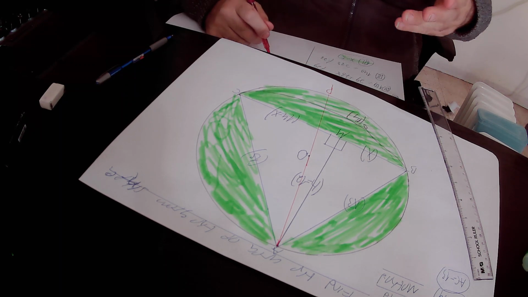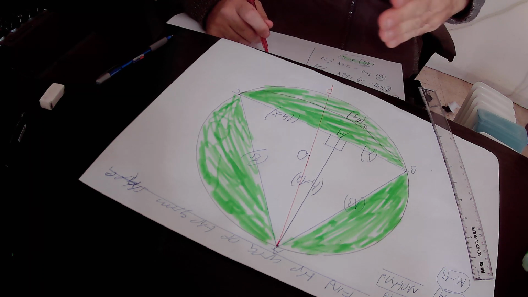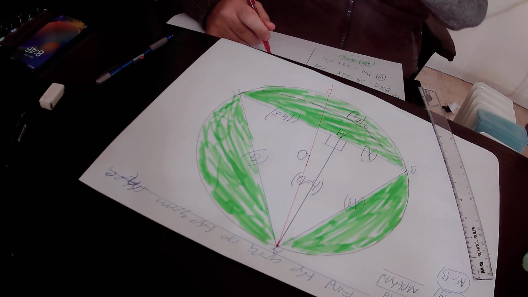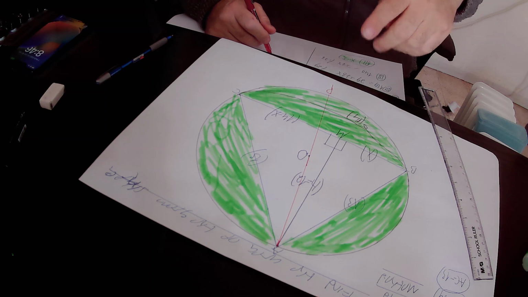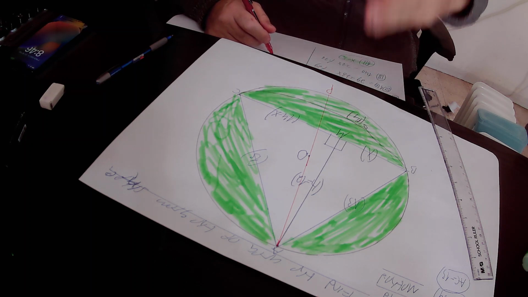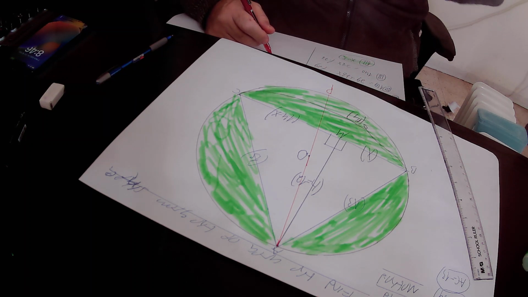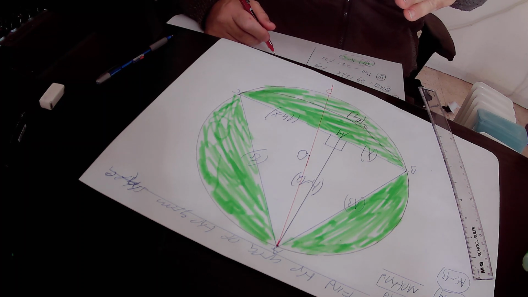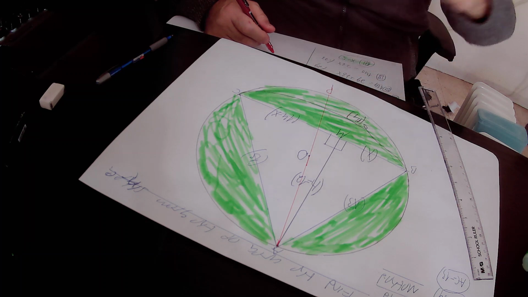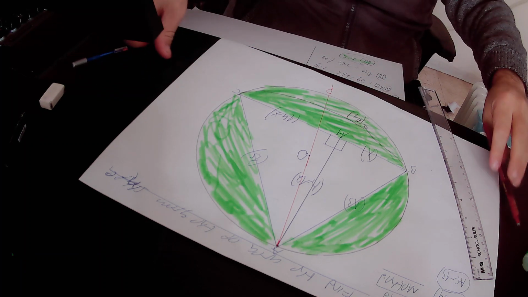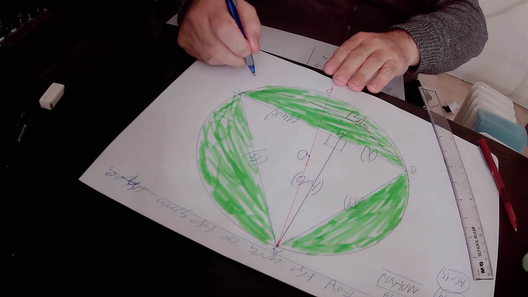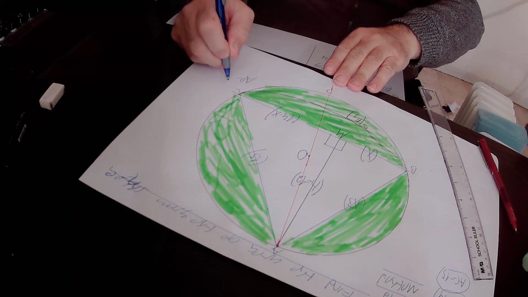By doing this construction, we created chord AP. This chord AP passes through point O, that is the center of this circle, and any chord that passes through the center of the circle must be the diameter of the circle. That is to say, AP is the diameter of the circle. So we can write here that AP is the diameter of the circle.